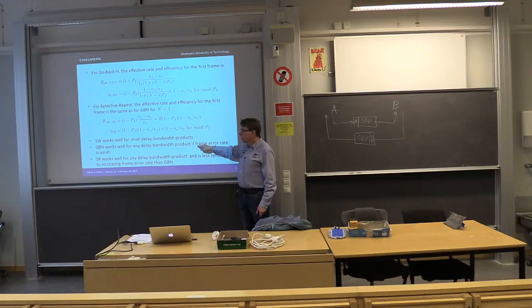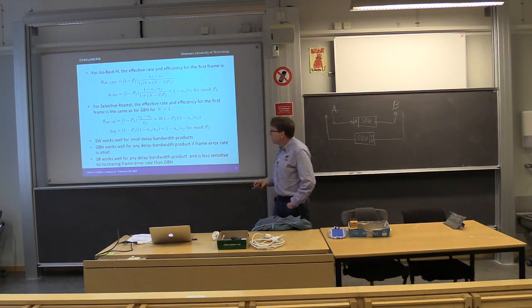If there are also delays, go with go back n. On top of that, if there are many errors, go with selective repeat. Okay, which one is the simplest to implement? This one. Which one is the hardest? This one. Okay.